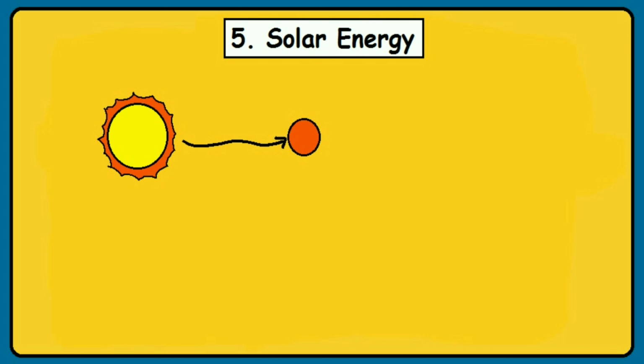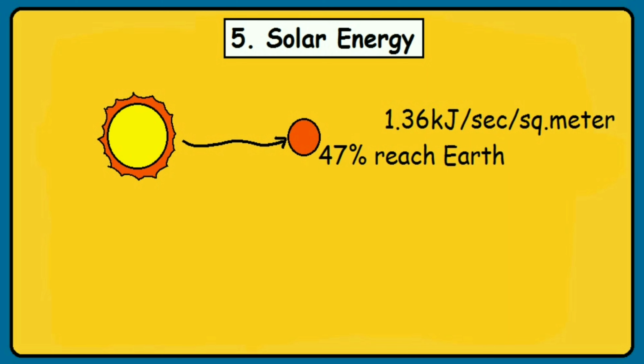Earth receives approximately 1.36 kJ per second per square meter of energy. But this entire energy doesn't reach Earth. About 40% of this energy is reflected by the atmosphere into space. Some is absorbed by gases and particles present in the atmosphere. Only about 47% of the incident energy reaches Earth's surface.